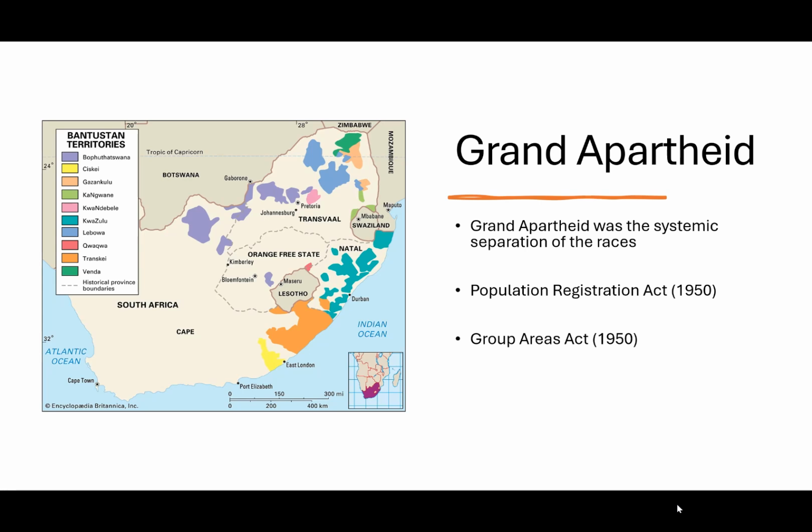Well, and not only is it just population registration, we then see the application of the Group Areas Act. And the Group Areas Act really divided the native reserves into the different tribes.